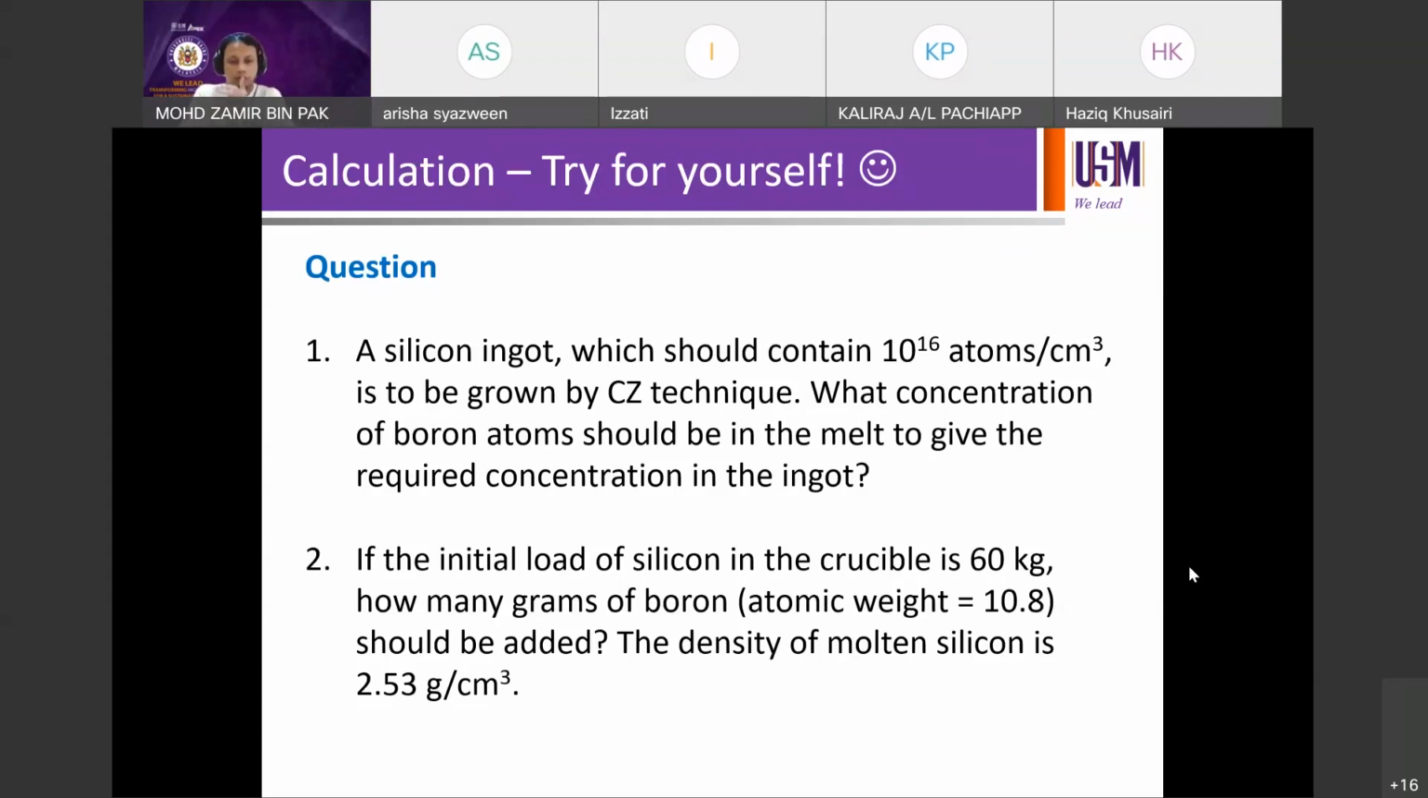If the initial load of silicon in the crucible is 60 kilos, 60 kilogram of silicon is used, how many grams of boron, atomic weight of 10.8, should be added into the melt? The density of molten silicon is equal to 2.53 gram per centimeter cube. Okay, so has anyone tried this question and got the answer?